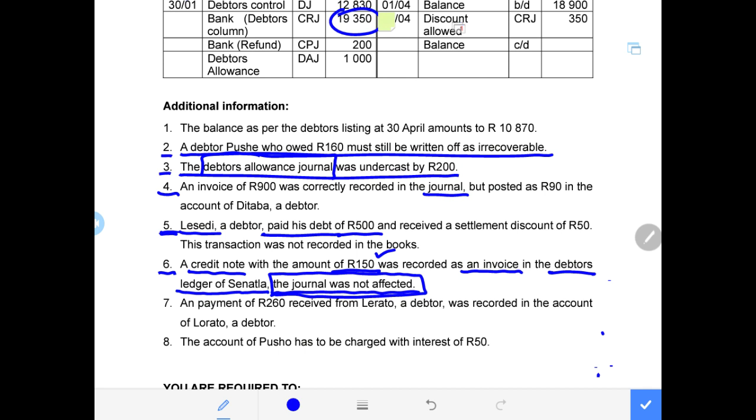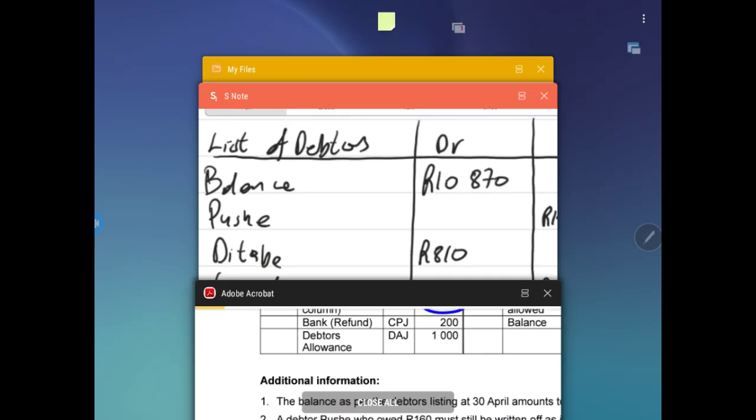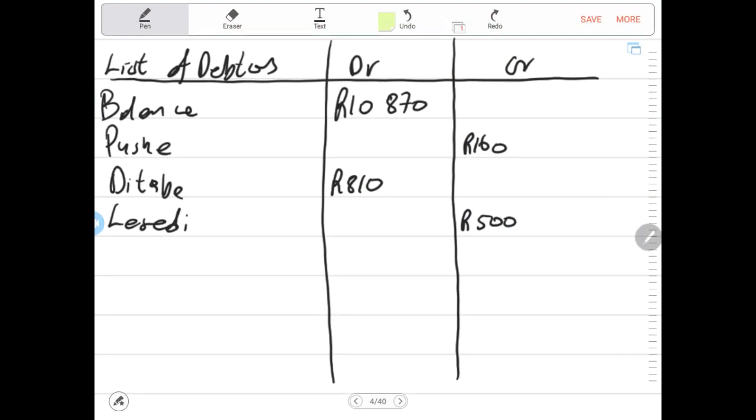So now our debtors control is not affected because the journal was sorted, but that specific account of the customer will affect our list of debtors. Now, let us first understand what happened here. We know that we are dealing with the customer's name, Senatla. Let us just record Senatla here with the details.